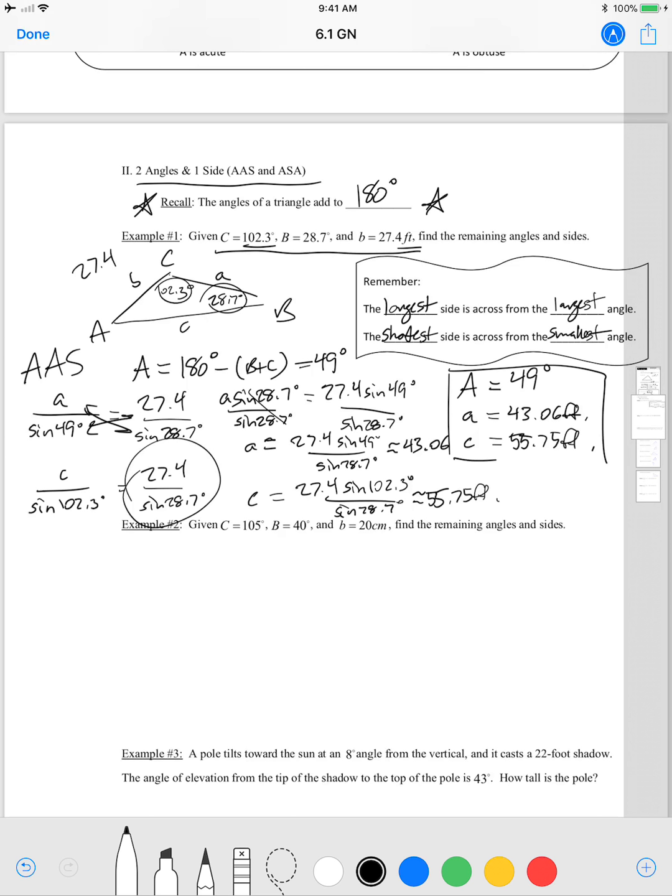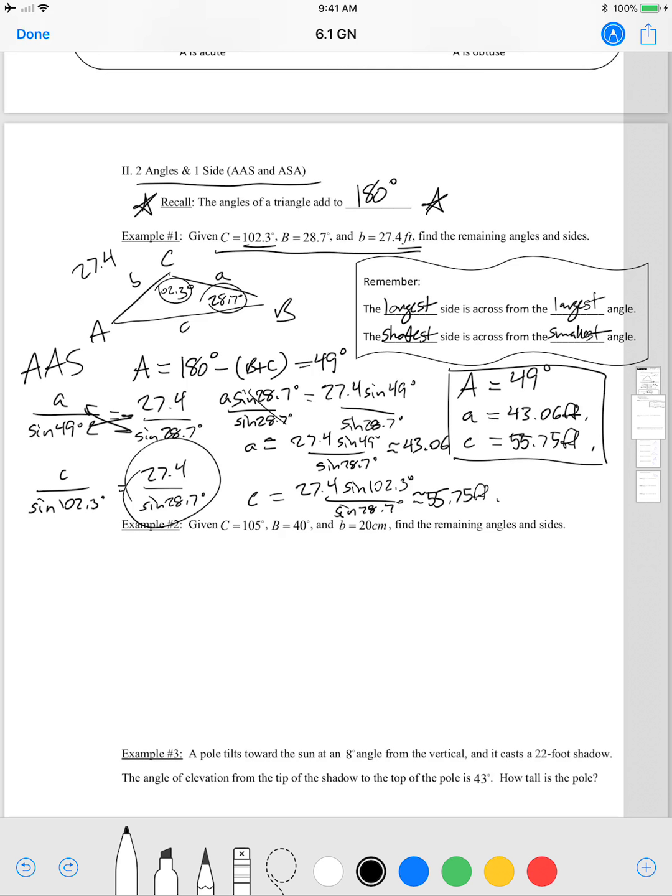And that was the missing information. So now I know everything about this triangle. And again, we can check, is the longest side across from the largest angle? C is the largest angle, and C is the longest side. And then B is the smallest angle, and B is the shortest side. So everything does check out, makes sense. So that was an example of angle, angle, side.